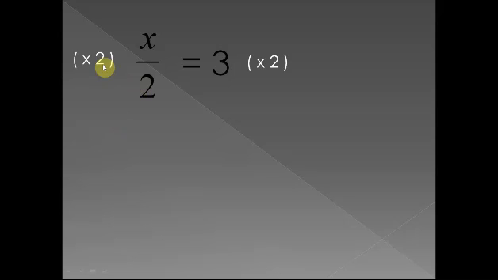And in this case, if I multiply x over 2 by 2, we're going to cancel them together. We will cancel 2 with 2 here. That means 2 over 2 equals 1, so it's x. I'll put x down. And 3 multiplied by 2 equals 6.